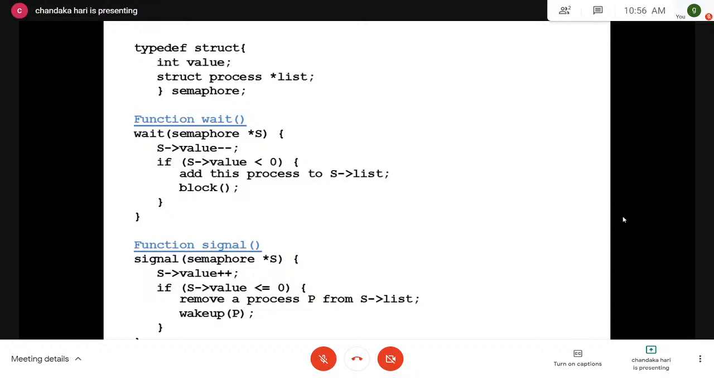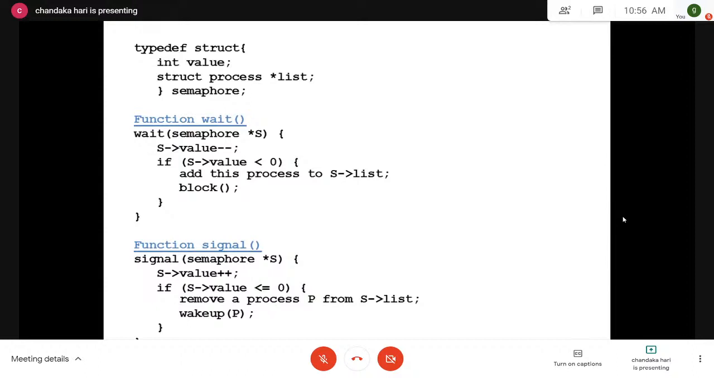Suppose another process comes and asks for the semaphore variable S. Now the semaphore variable is minus 1. Minus 1 minus minus is equal to minus 2. Minus 2 is less than 0. Again, this condition is satisfied, so this particular process is put in the queue and blocked.